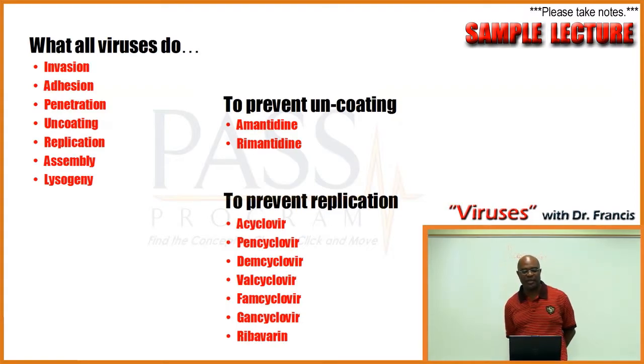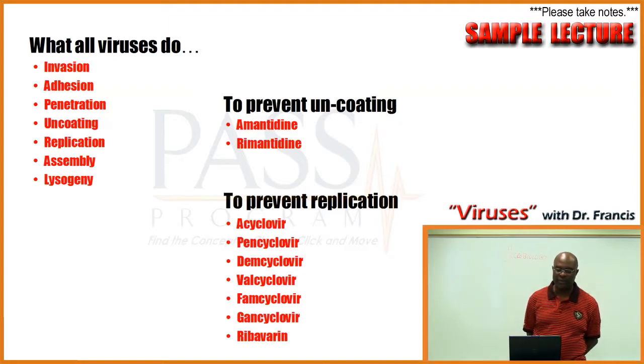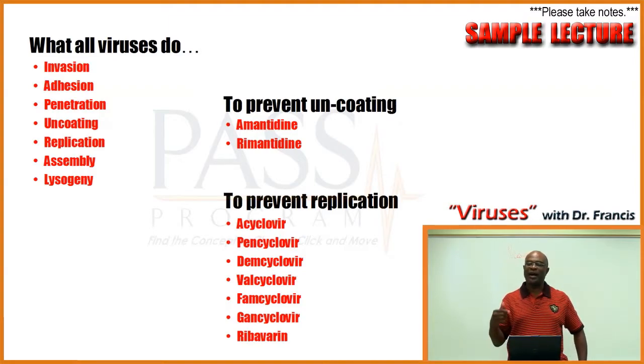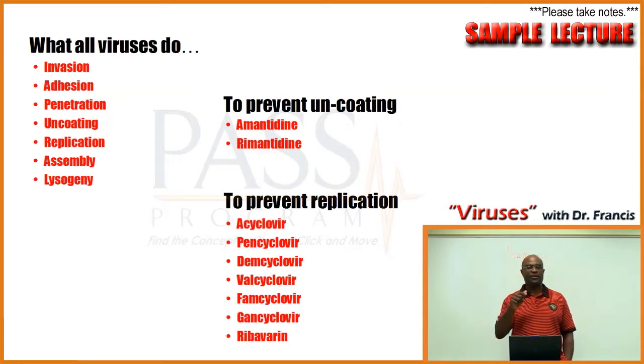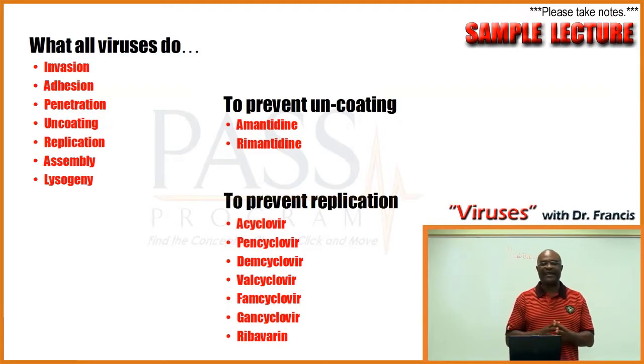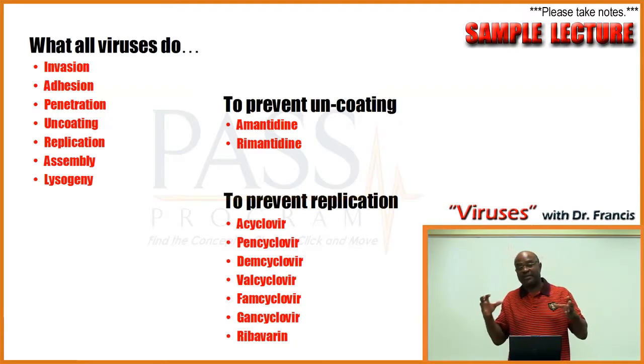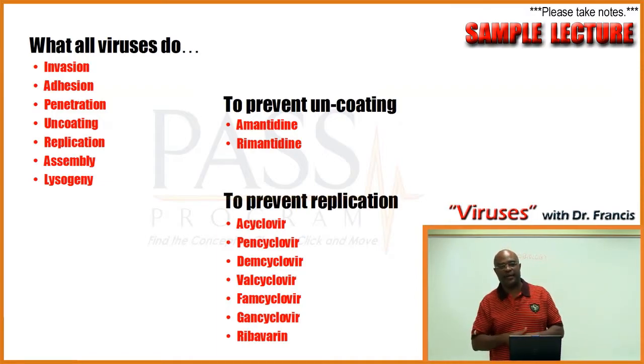So penetration, uncoating. After uncoating, then we get the replication process, RNA and DNA. So by putting his RNA into your RNA, you then replicate it. By putting their DNA into your DNA, you then replicate it for them. Then after replication, we have assembly. Assembly means to put the viral particles back together. And then we have a stage called lysogeny. Lysogeny is when a virus actually explodes out of the cell.